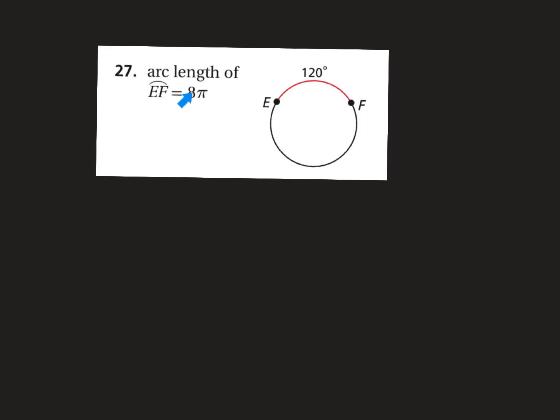All right, in number 27, they give us the arc length and the arc measure, and we're supposed to find the radius. So how will we do that? Well, how would we find the arc length? We could do the fraction of the whole arc length equals 8 pi.